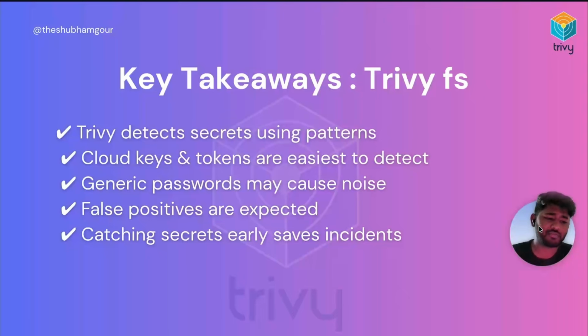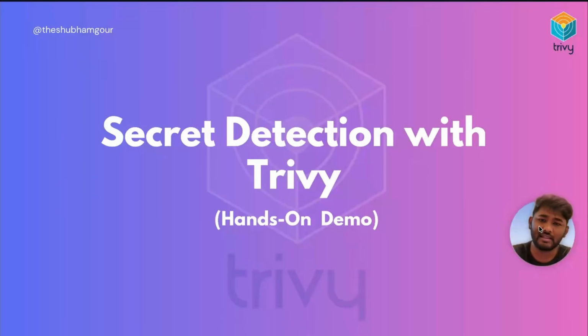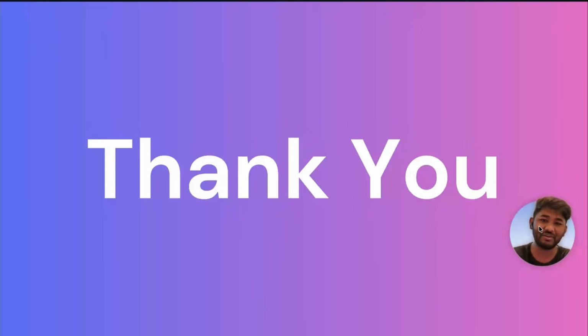So key takeaways from this video: first, Trivy detects secrets using patterns. Second, cloud keys and tokens are easier to detect. Third, generic passwords may cause noise. That's why it scans everything. Fourth, false positives may be expected. And fifth, it will catch the secrets before the incident even happens. So these are the key takeaways from this video. In the next video, we are going to see how Trivy file system works, a hands-on demonstration. Here we covered the theory and how things work. So yeah, that was all, and I will see you in the next one.